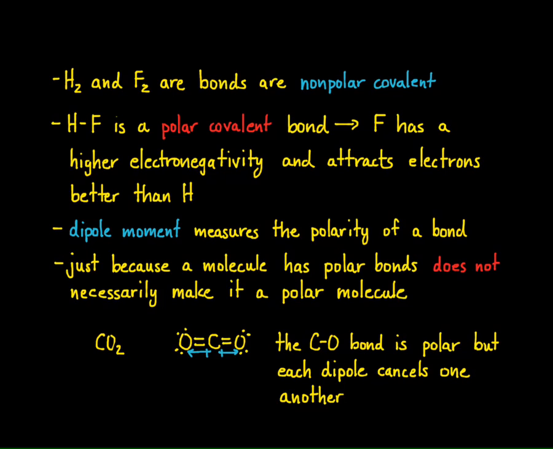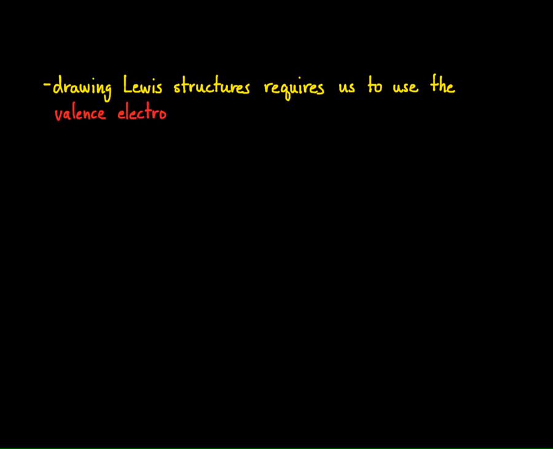Okay, so one of the things that we really need to be able to do well is drawing Lewis structures. And drawing Lewis structures requires us to use valence electrons. And so you have to understand how to calculate valence electrons, and that's fairly easy. Again, a reminder that they are simply the electrons in the outermost shell, right? So let's take a look at a few examples. My first example is ammonia.